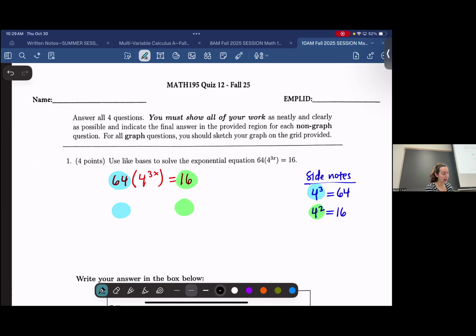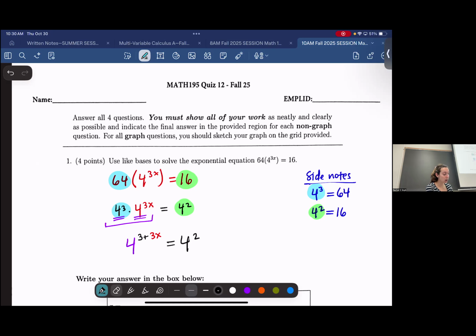So we're now looking at 4 to the third times our 4 to the 3x is equal to 4 to the second. And so we're going to use our properties of exponents now. When we're multiplying terms that have the same base, what do we do to the exponents? We add. So that left-hand side is now 4 raised to the 3 plus 3x. And then that right-hand side is still, once again, that 4 to the second power.